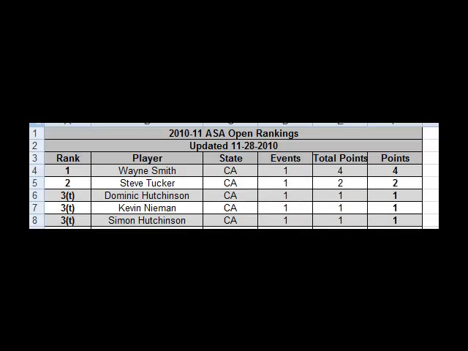The column headings are pretty self-explanatory. Rank shows 1, 2, 3, and the T in parentheses means they're tied, so there are 3 players tied for third. Player is obviously the player's name, state is the state they reside in, event is the number of tournaments they've participated in, total points is the total points for all the tournaments added up, and the points awarded is the top 5 tournament results.